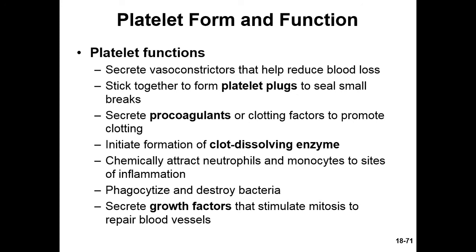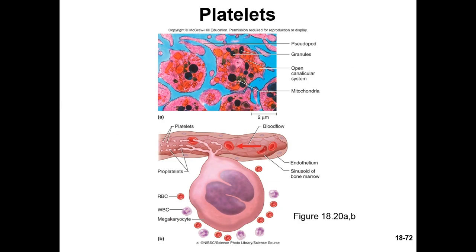Once a clot is formed, you want to make sure you have an enzyme embedded in that clot to dissolve it, to keep it from forming a thrombus, and that's the internal clot. Chemically, through chemotaxis, they can attract neutrophils and monocytes to the site of inflammation to help regulate it and to control it. Alright, these are what the platelets look like, figure 18.28 A and B.